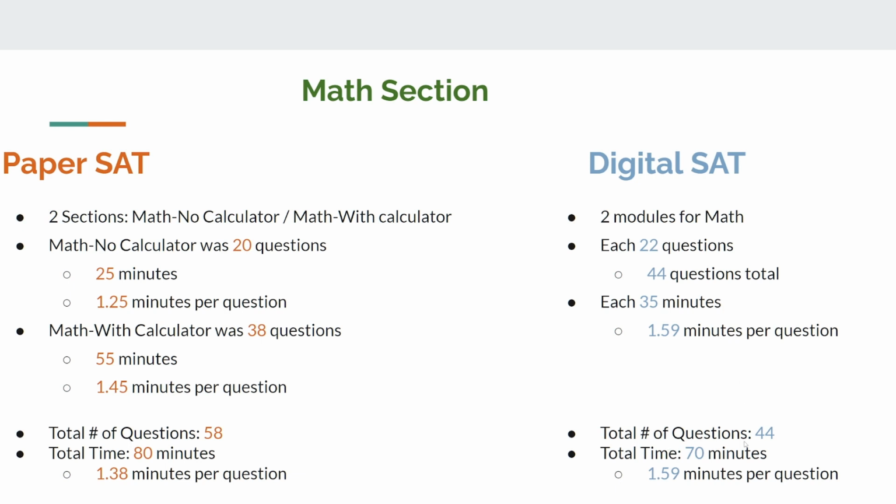The digital SAT, on the other hand, has 44 questions for math, and there's a total time of 70 minutes for both these modules. So that means there's roughly 1.59 minutes per question.